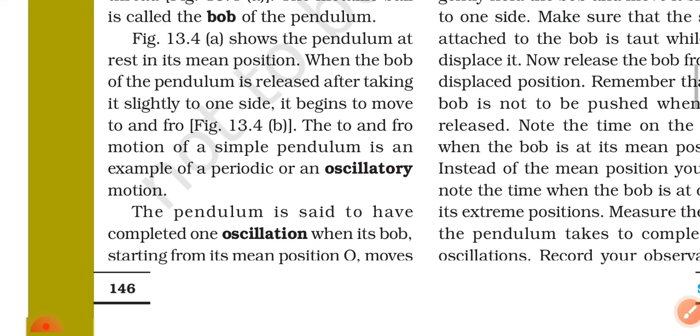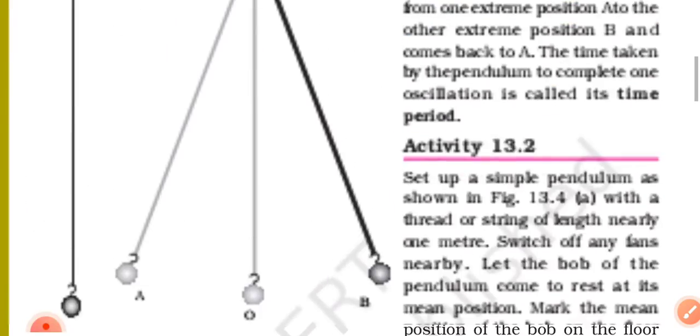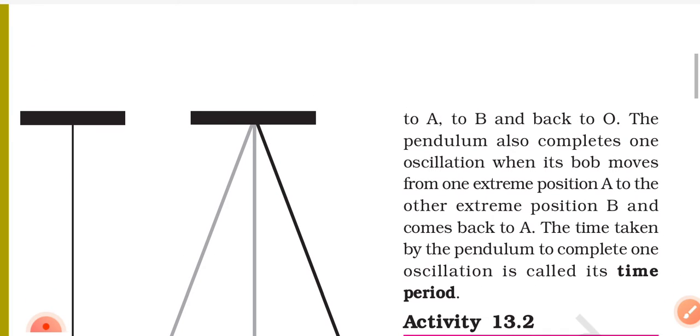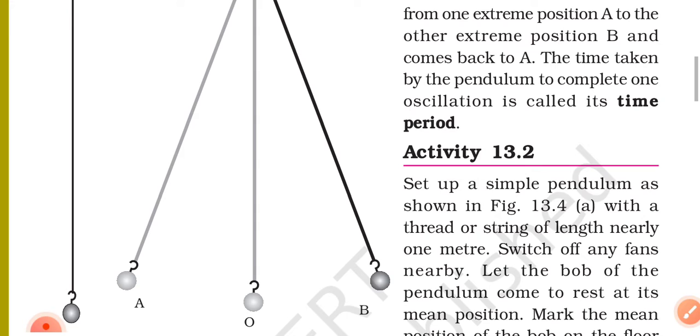The to and fro motion of a simple pendulum is an example of periodic or oscillatory motion. The pendulum is said to have completed one oscillation when its bob, starting from its mean position O, moves to A, to B, and back to O. The pendulum also completes one oscillation when its bob moves from one extreme position A to the other extreme position B and comes back to A. The time taken by the pendulum to complete one oscillation is called its time period.